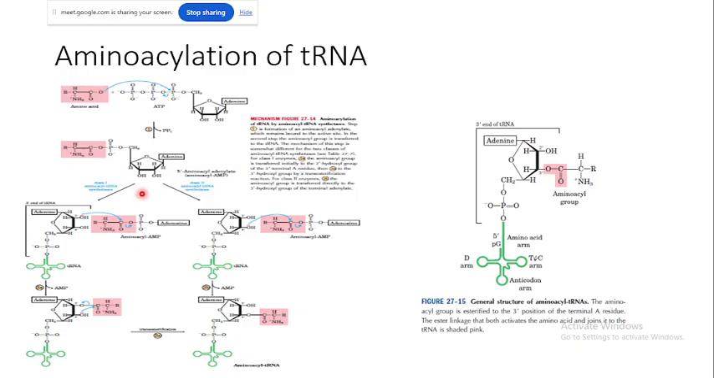If it is a class 1 amino acid transferase, that is one pathway, and if the enzyme is the class 2 amino acid transferase, then it will conjugate the amino acid from the amino acid AMP to the 3' OH group. So again, this is the tRNA. At the 3' end there is adenosine.